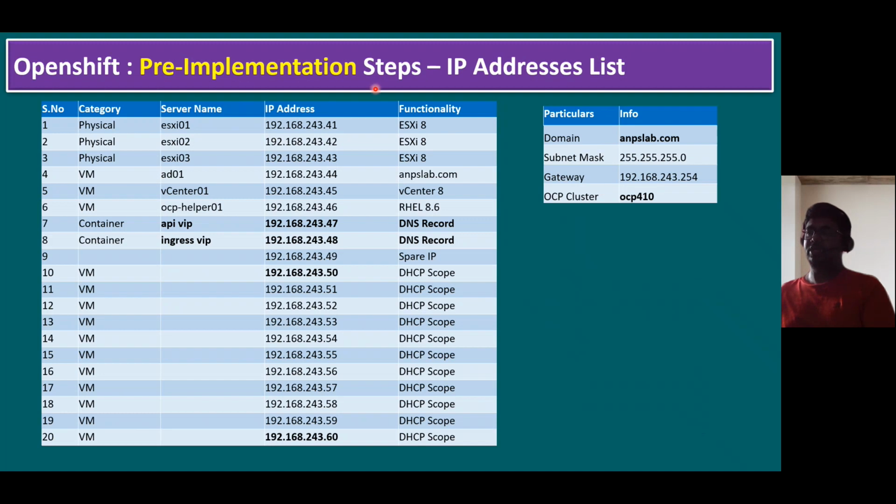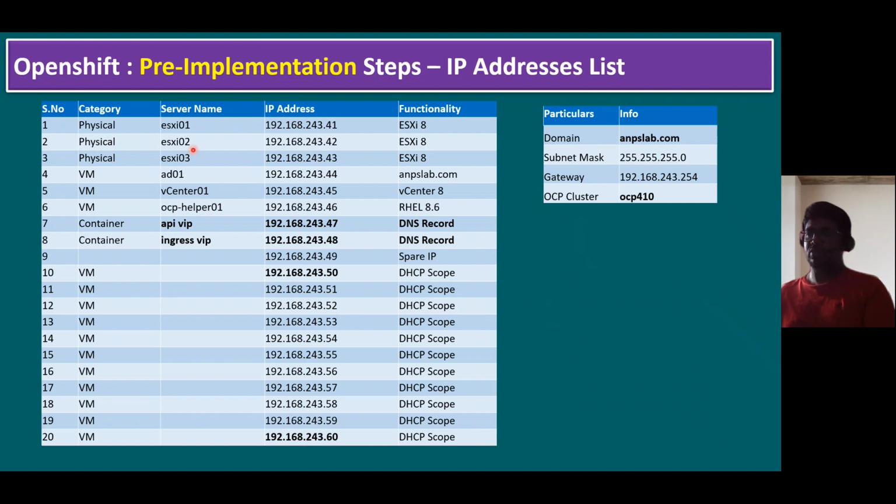The pre-implementation steps IP address list. Instead of doing all the action step information, I just prepared the action IP information. This is also part of the action plan. If you notice here, we categorize what is physical and what is a virtual machine, the server name, and also the IP address. So before implementation itself, we should have this kind of action plan ready. See, I already dedicated 20 IPs for the OpenShift environment. Serial numbers 1 to 20, I took the IP addresses from 41 to 60. 20 IPs are dedicated for this OpenShift implementation.